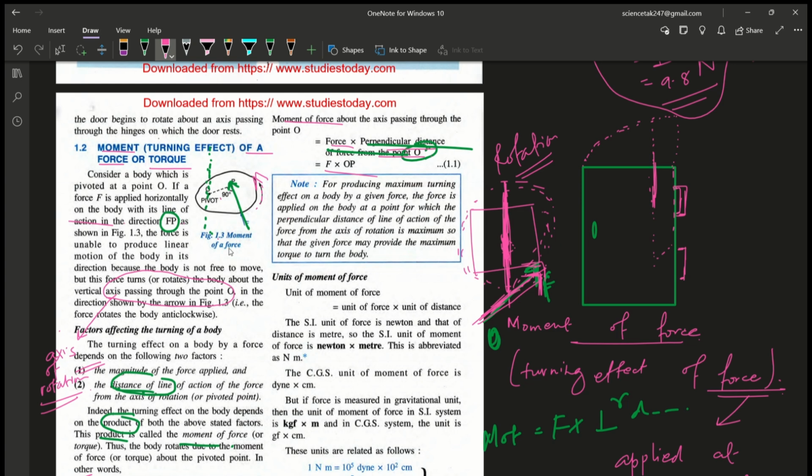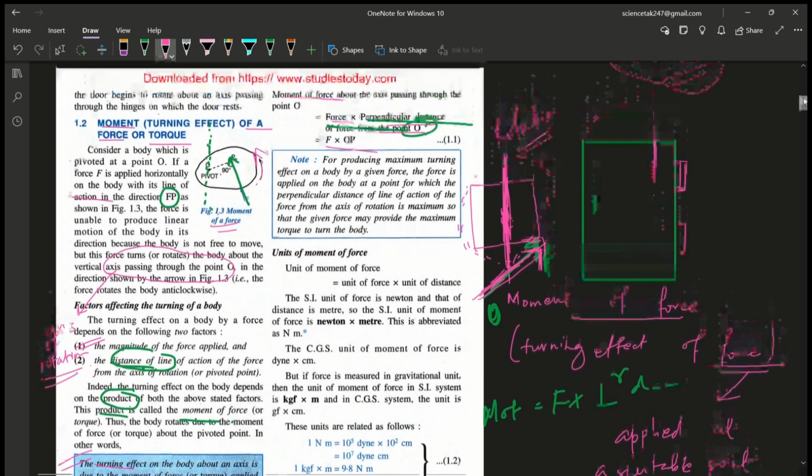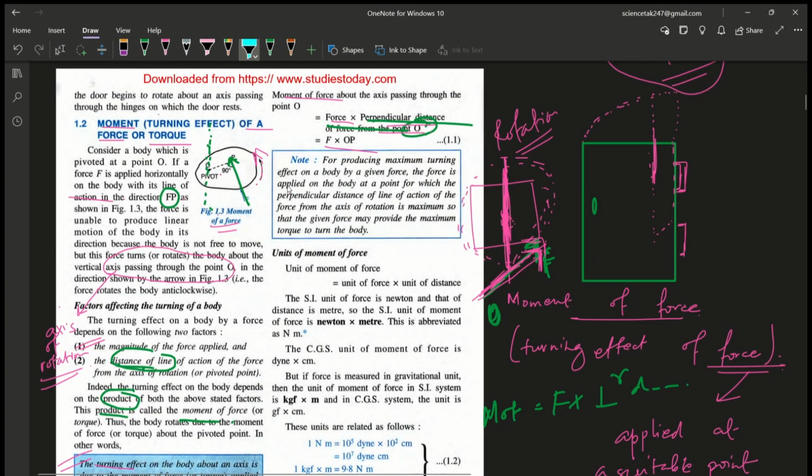Now let's see this. This is a very important note. Mark it. Let's see what it says. For producing maximum turning effect on a body for a given force, the force is applied on the body at the point for which the perpendicular distance of line of action of force from the axis of rotation is maximum, so that the given force may provide the maximum torque to turn the body.